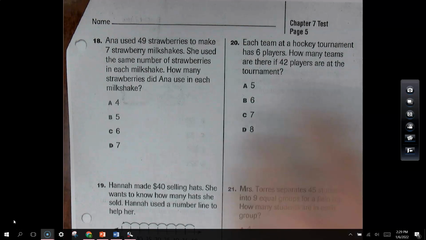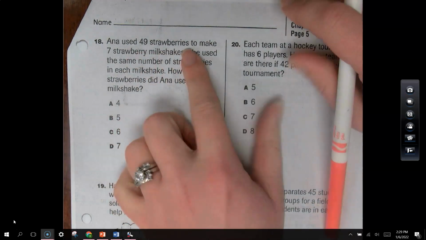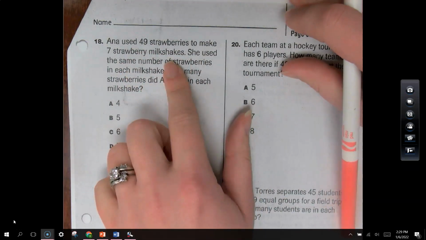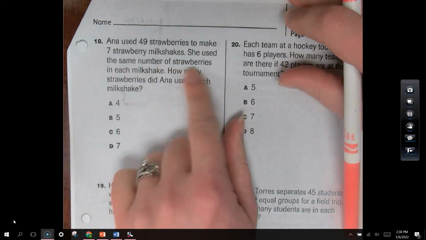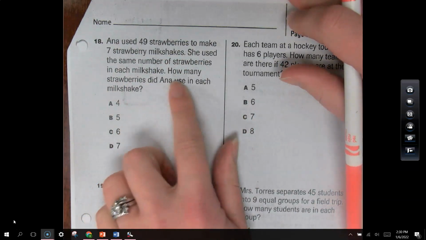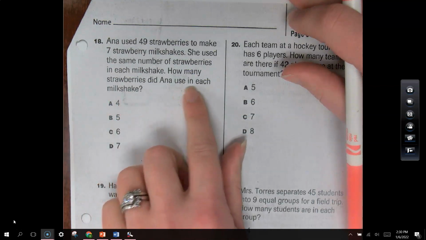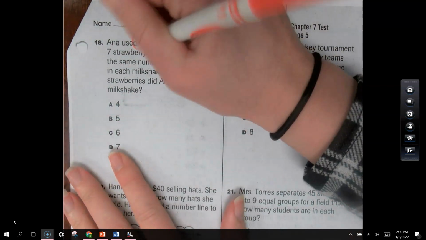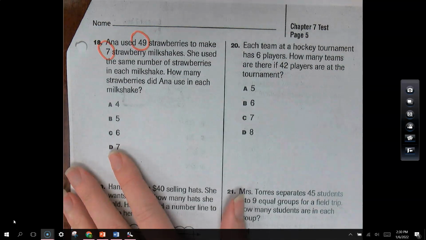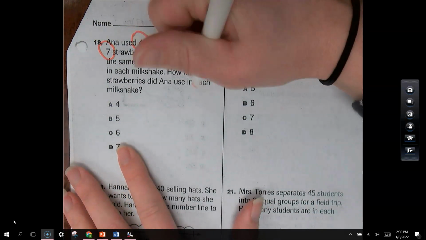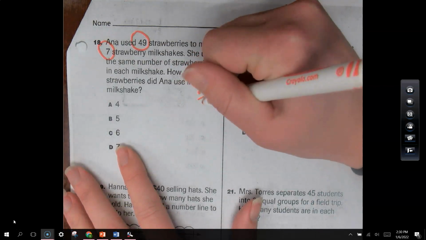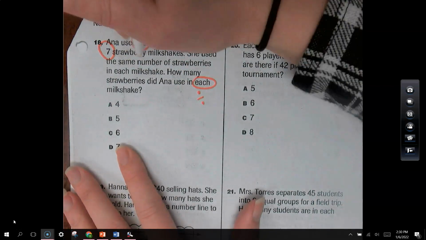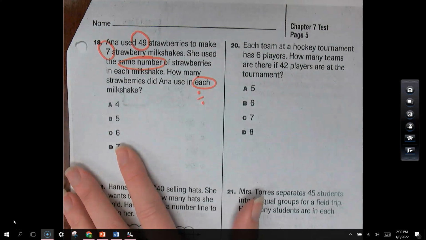It says that Anna used 49 strawberries to make the strawberry milkshakes. She used the same number of strawberries in each milkshake. How many strawberries did Anna use in each milkshake? There's a 49 and a 7. What do you see here? The key word each in the last sentence always means division. Same number also means division.